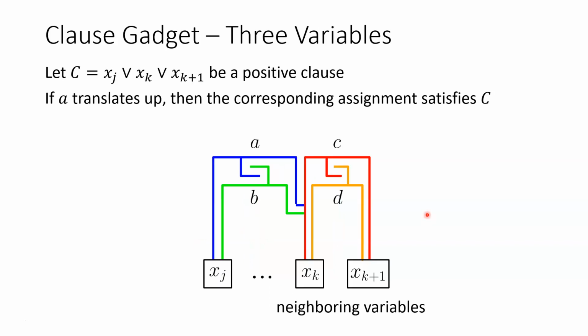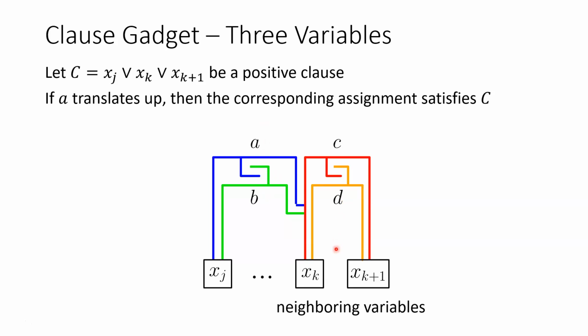So we can generalize that for 3 variables by composing 2 OR gates. And we get a similar result where if A translates up, then one of these 3 variables also has to translate up, and the corresponding assignment would satisfy the clause. In this case, we have 4 parts in the clause gadget. And note that xk and xk plus 1 are the neighboring variables that each 3-clause must have. We have some flexibility here in the partition in that it's possible for A and B to translate up while C and D can go down.